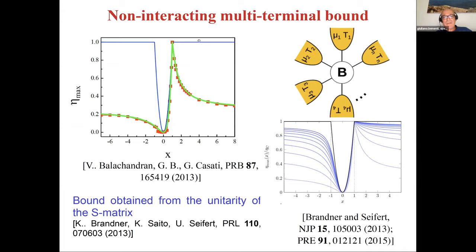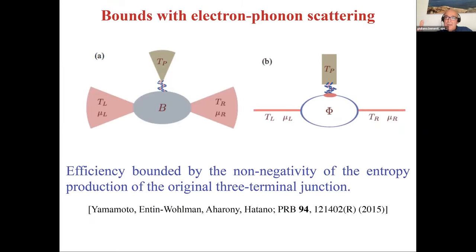If you hit Carnot efficiency here, then you would get this at finite power. But this was not the case. And indeed, there is a constraint from the unitarity of the S matrix from the entire system, which is stronger than the second law of thermodynamics. You can put more terminals, of course, so the constraint relaxes more and more. But there is numerical evidence that when you approach Carnot efficiency, power goes to zero, which is what we expect intuitively.